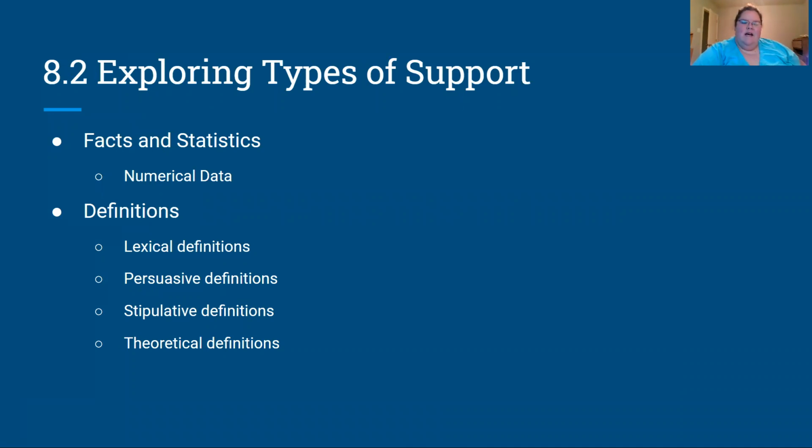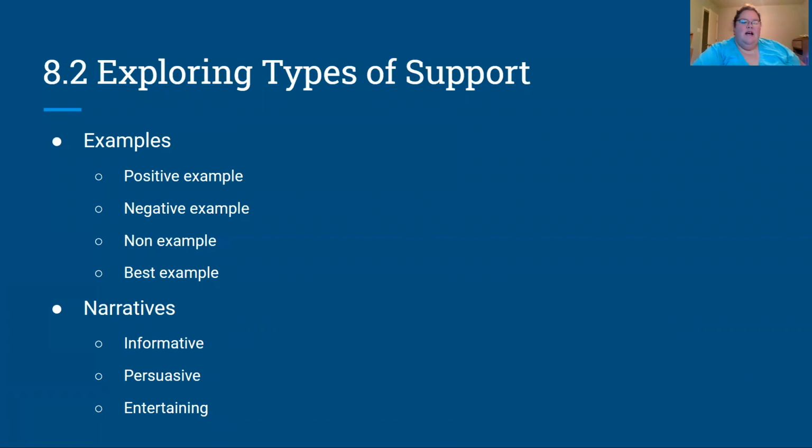There are several different types of definitions you can use. So the lexical definition is a definition that's from the dictionary. Persuasive definitions are definitions that are used to change how you believe or act about certain things. Stipulative definitions are definitions that are named after certain things or people. And then theoretical definitions are definitions that tell you how something works in practice and explain vaguely what things are about.